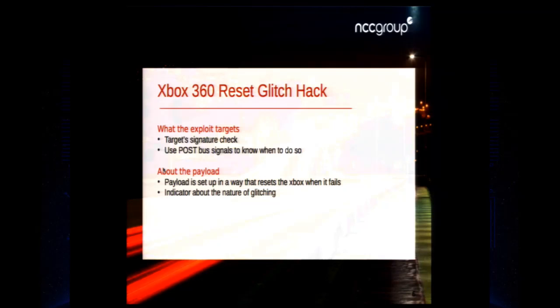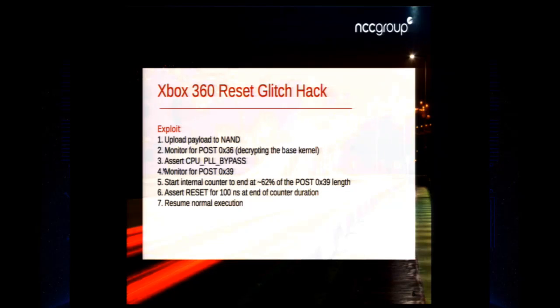Something else I wanted to note was that the payload itself is set up in a way so it resets when it fails. And this indicates to us that even though we have effectively an idealized version of a glitching attack, it's not as reliable as we find out.